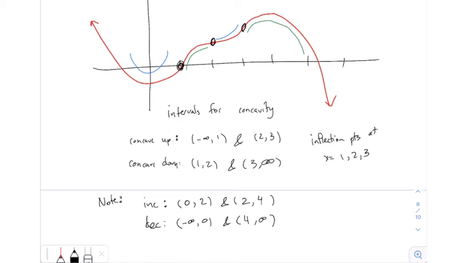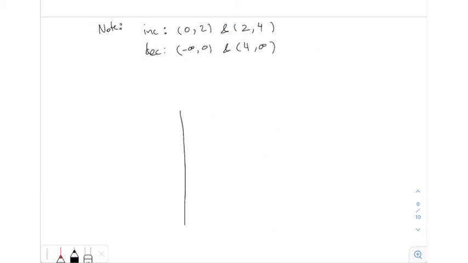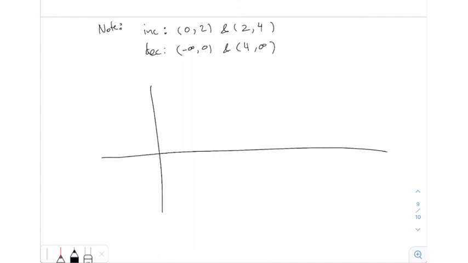That's where it switches from being smiley to frowny, or frowny to smiley, called an inflection point. They are similar to the critical numbers, but critical numbers are about the first derivative. The inflection points are about the second derivative. All right. Inflection points, you can always eyeball them on a picture. They are just like the points in between the bumpity bumps.